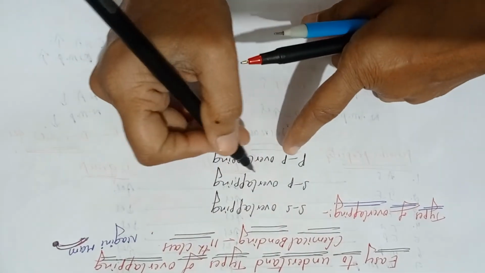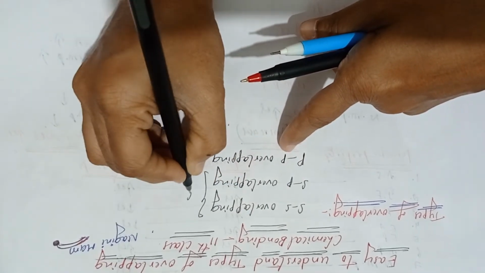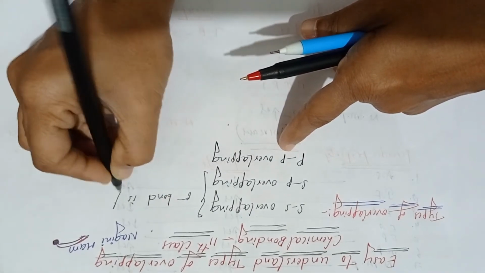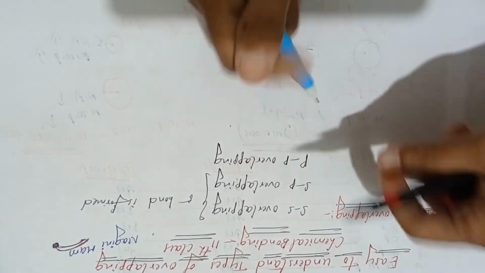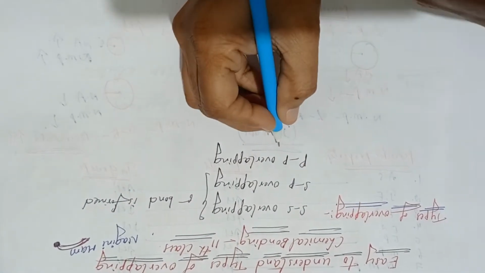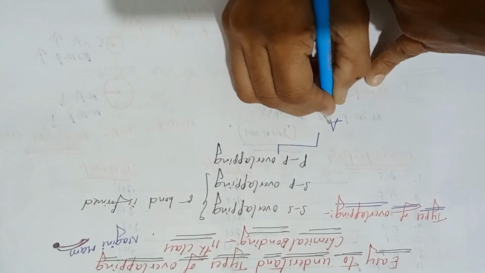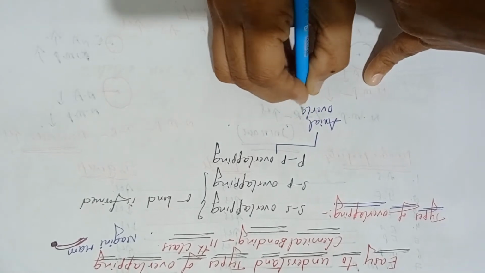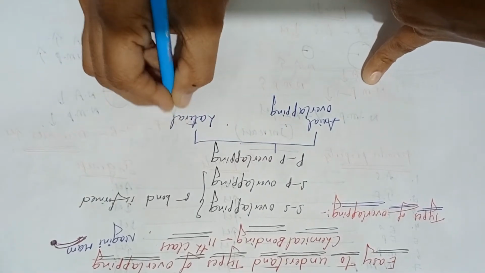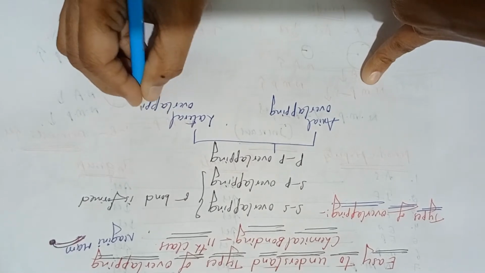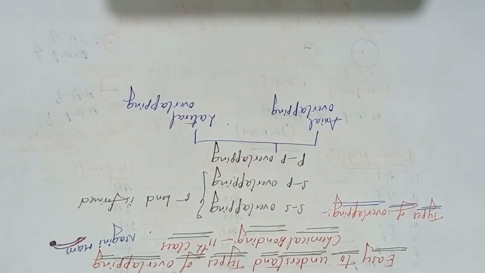Here, because of SS overlapping and SP overlapping, a sigma bond is formed. Which bond is formed? Sigma bond. In PP overlapping, there are two different types of overlapping: one is axial overlapping, another one is lateral overlapping.